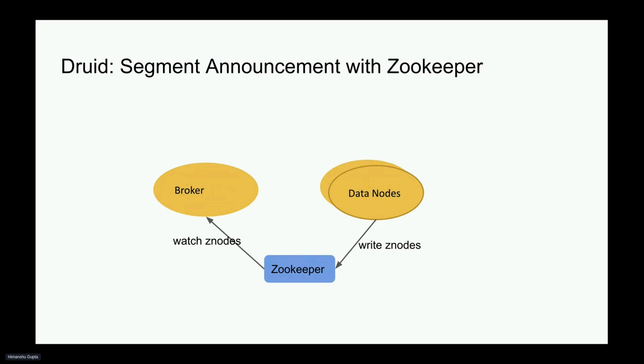The data nodes are pushing some information inside the Znodes, and broker or coordinator, who needs to know which node is serving what data, they watch the specific paths on the Zookeeper. So as soon as any node starts serving something or drops something, they update the Zookeeper, and the other party receives the notification. So broker will have a local cache of which node is serving what data, and they will be able to keep that local cache up to date based on the notifications received.